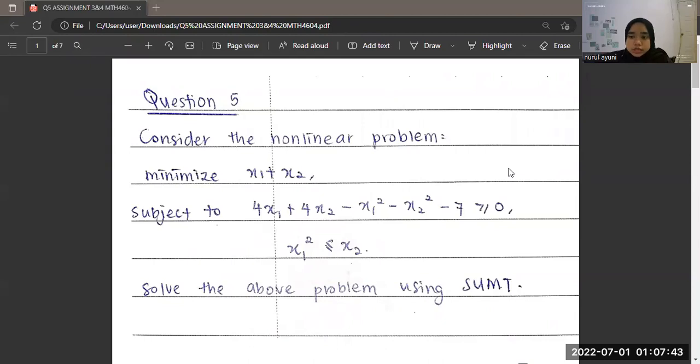Today I will present how to answer questions related to the SUMT method. So this is the question. Consider the nonlinear problem. Minimize x1 plus x2 subject to 4x1 plus 4x2 minus x1 power of 2 minus x2 power of 2 minus 7 greater than or equal to 0. Next is x1 power of 2 less than or equal to x2. Solve the above problem using the SUMT method.